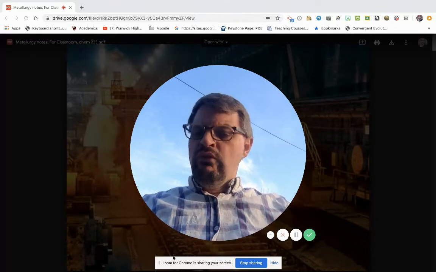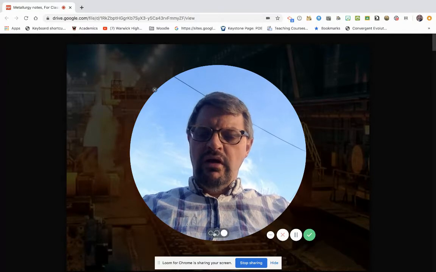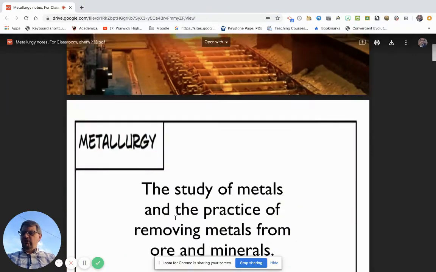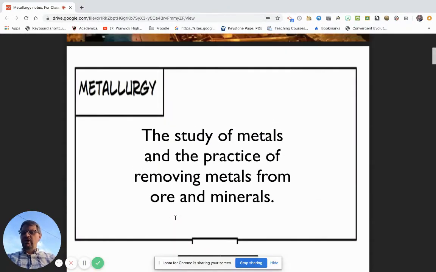which is basically working with metals. So let's take a look here. We've got some slides. So metallurgy is basically the study of metals and the practice of removing metals from ore and from minerals. That's metallurgy in a nutshell.